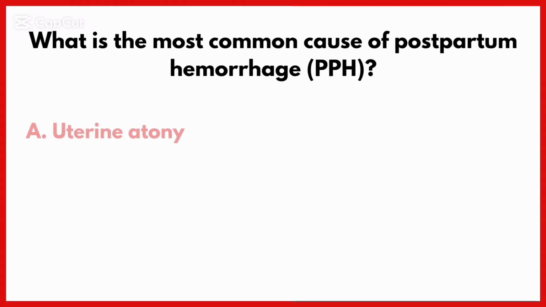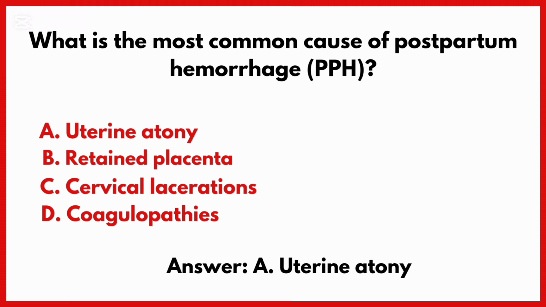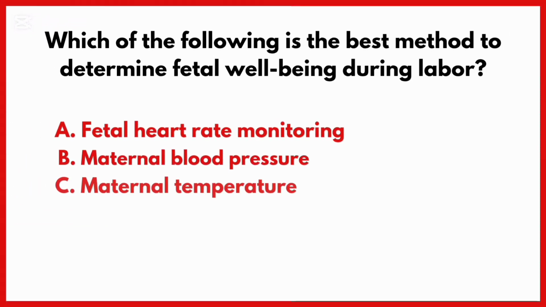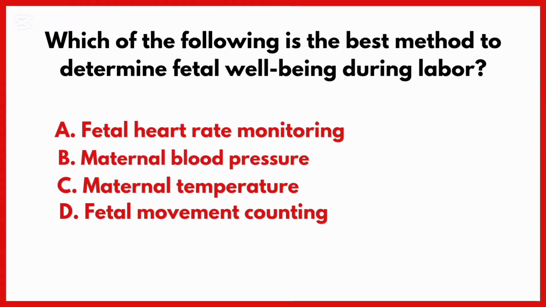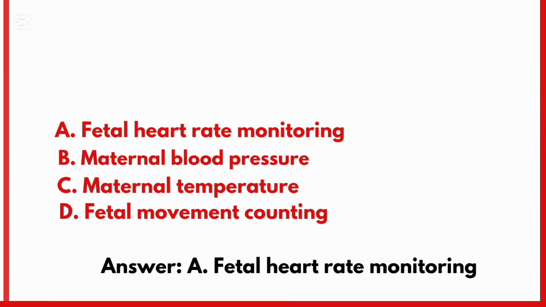What is the most common cause of postpartum hemorrhage? Correct answer is option A, uterine atony. Which of the following is the best method to determine fetal well-being during labor? Correct answer is option A, fetal heart rate monitoring.